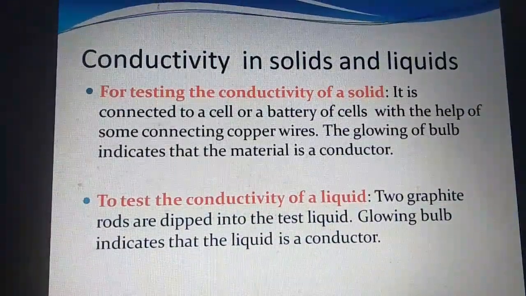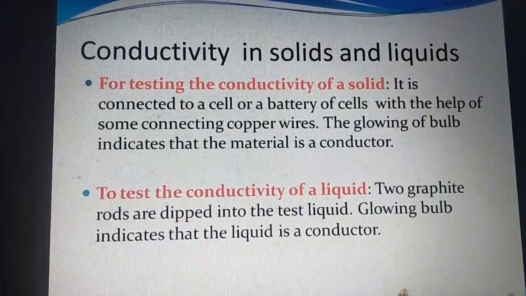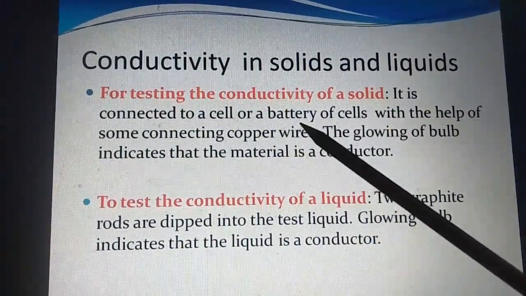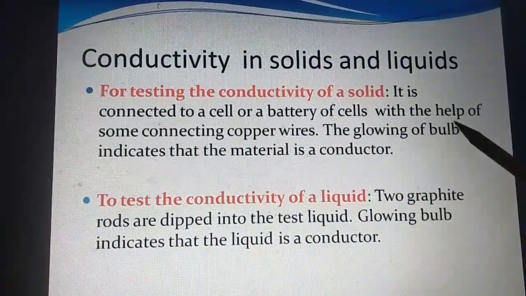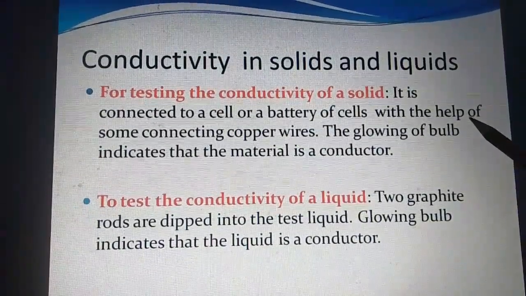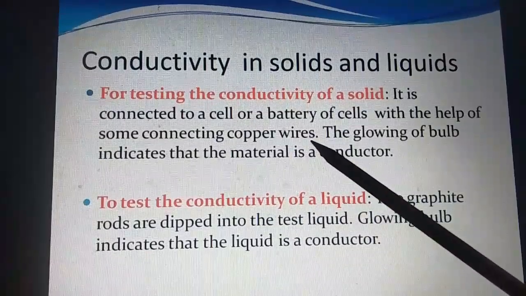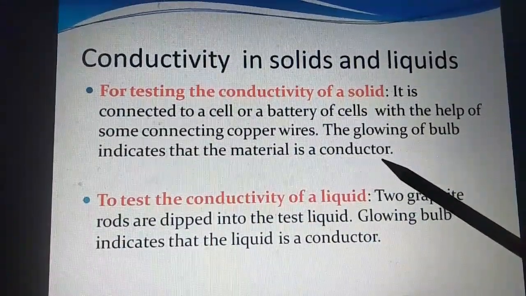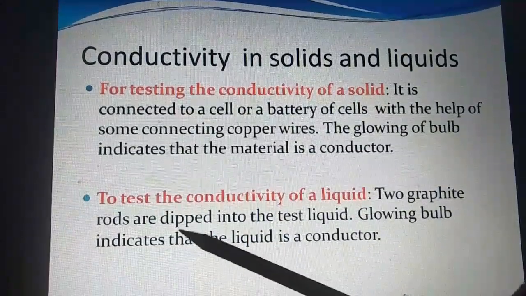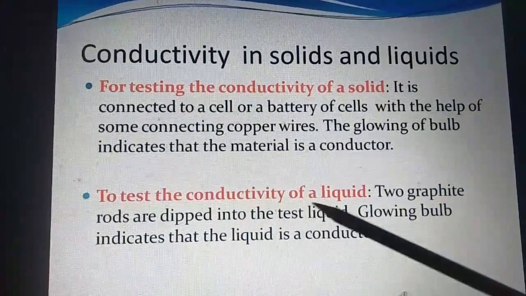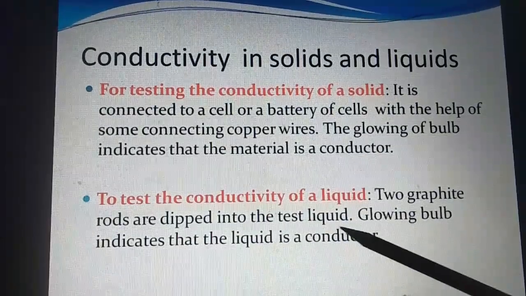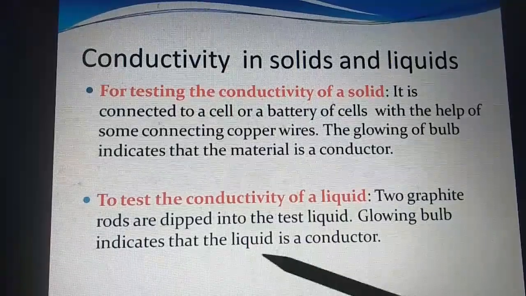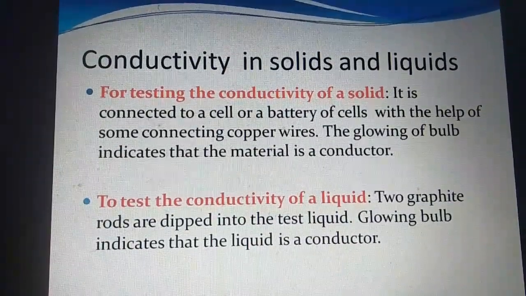Now, conductivity in solids and liquids. For testing the conductivity of a solid, it is connected to a cell or a battery of cells with the help of some connecting copper wires. The glowing bulb indicates that the material is a good conductor of electricity. To test the conductivity of a liquid, two graphite rods are dipped into the test liquid. A glowing bulb indicates that the liquid is a good conductor of electricity.